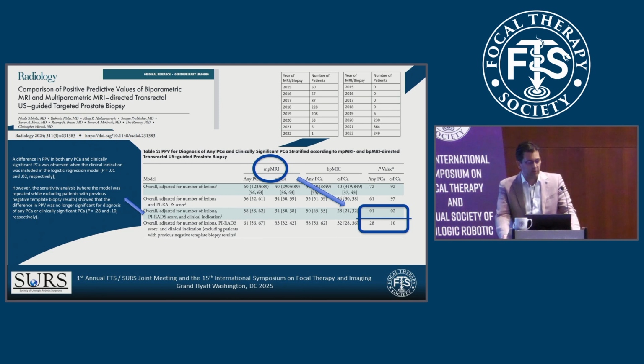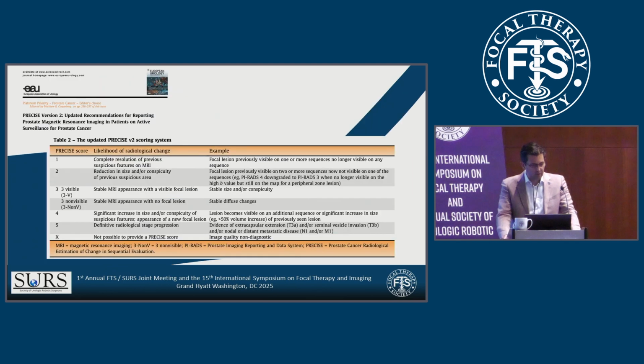Also, this paper showed there was no difference. However, it only showed no difference when they removed the history. They removed the previous negative biopsy, the patient's history, and the risk stratification, and then biparametric was able to be equivalent. The PRECISE score.